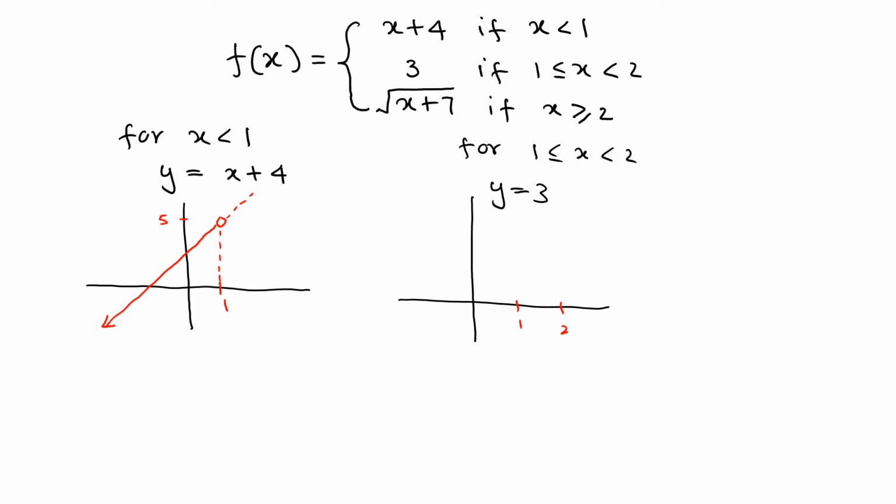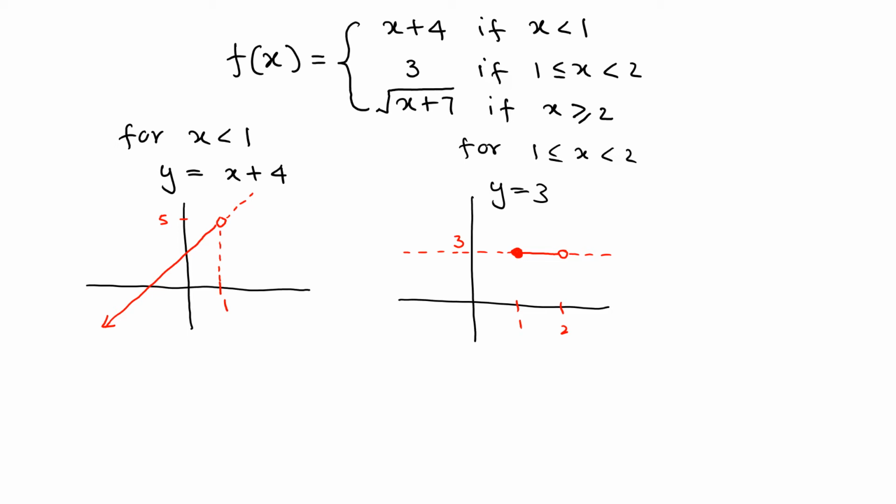So that means you have the value 3. This part is not there, and this part is not there. It's going to start at 1, which is a solid dot because 1 is included, and then it's going to continue at the value 3 and stop at 2, which is not included. That means an open dot, and this part is not there. So we only have this part, and this is exactly the value 3. This is the equation y equals 3.